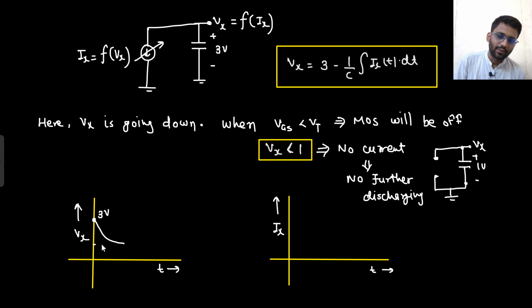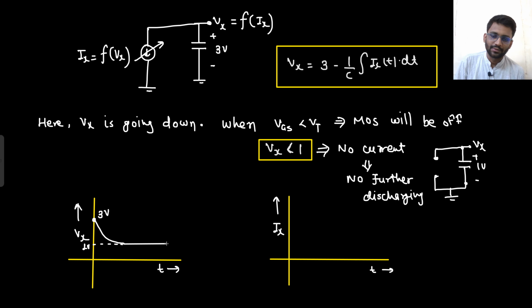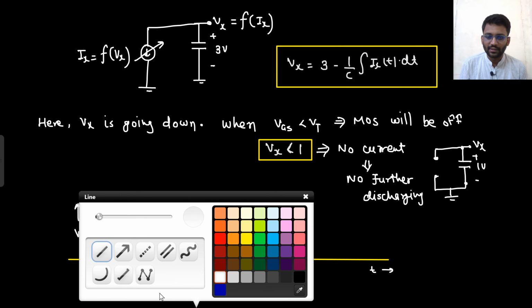So till 1 volt only it will decay, and after that it will remain constant always. Let's just say at some time t1 it reaches 1 volt. After that it will remain constant. And what about your Vx? What about your Ix? Your Ix will go down.